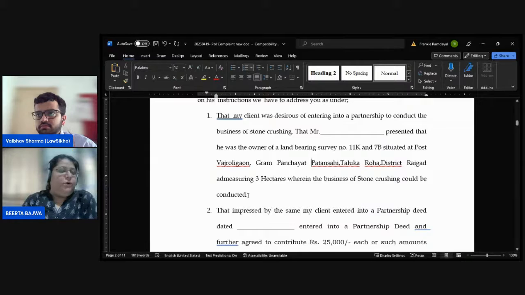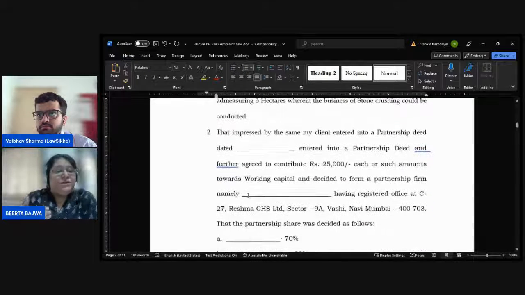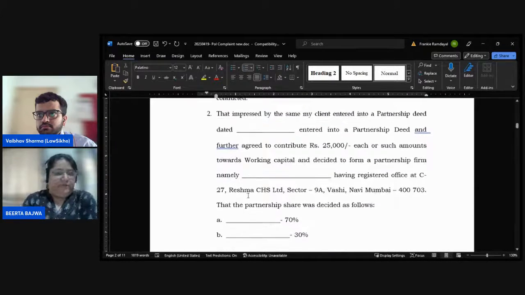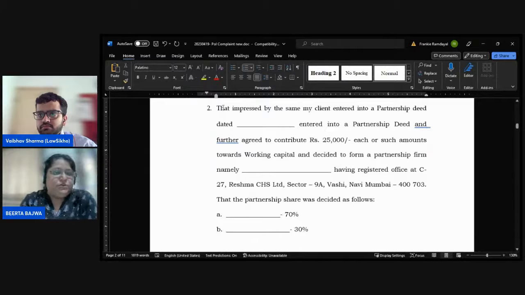Then we come down to paragraph number two. What were the events which occurred after they met? After they met, they entered into a partnership deed with each other. So you mention the details. You will have to give the details of the partnership deed. Okay, what was the partnership deed?